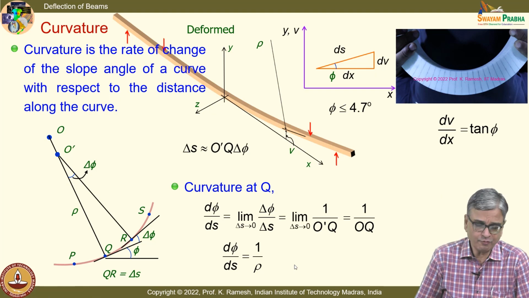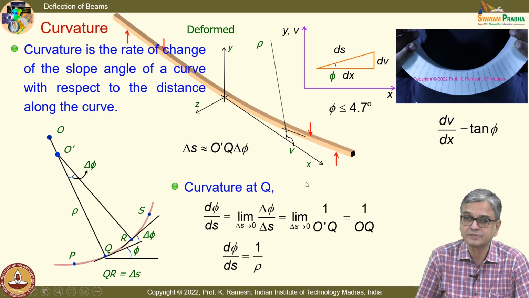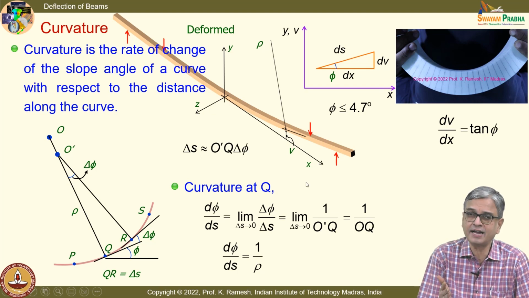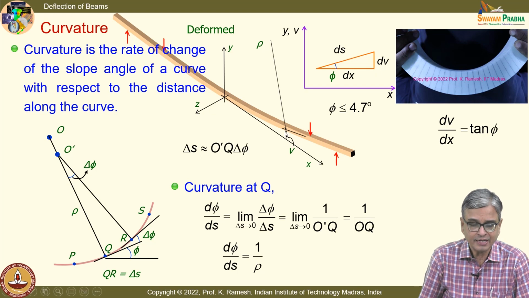Now, what we will have to do is relate this d phi by ds to the deviation dv or displacement v. Once you establish that, then we will know by looking at the bending of the beam how to calculate the deflection. The deflection is going to be represented as the displacement v.